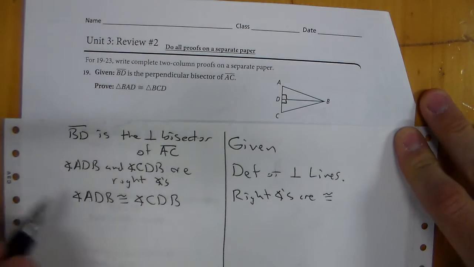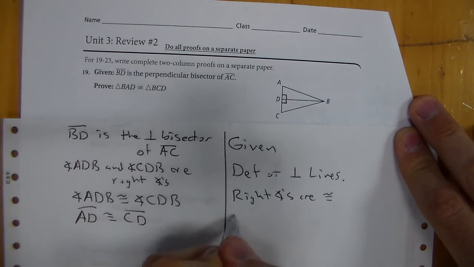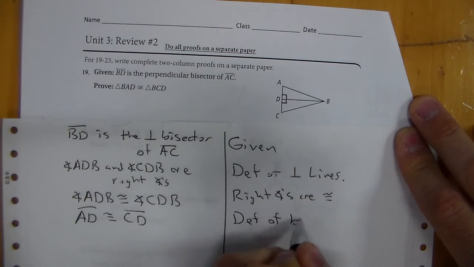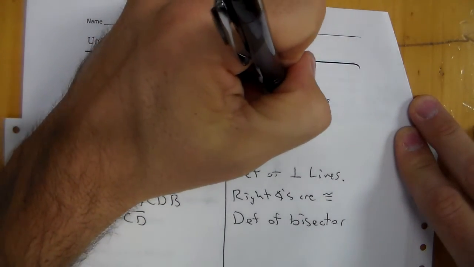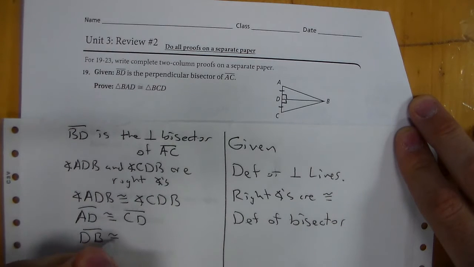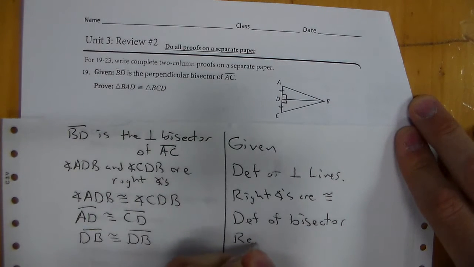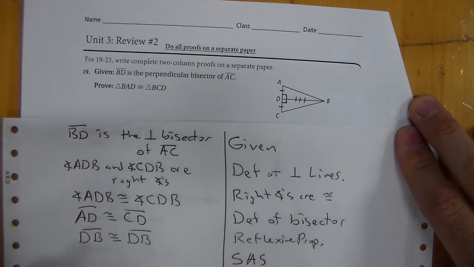Now the other part of that is bisector. So if it's a bisector, we know that AD is congruent to CD by the definition of a bisector. You could also really say definition of midpoint, because it's the same idea here. So now we have two parts congruent. We have a set of angles, a set of sides. The third part we pull from the diagram, and that's DB is congruent to DB. And that is our reflexive property. So by that, we now see our two triangles are congruent by side angle side. And we'd say that triangle BAD is congruent to triangle BCD.